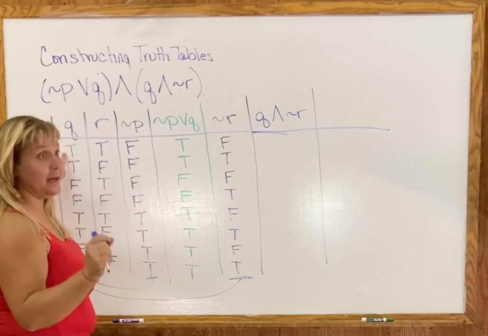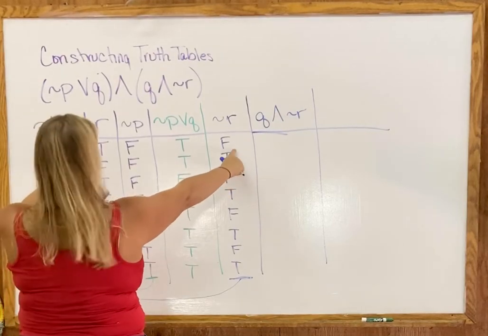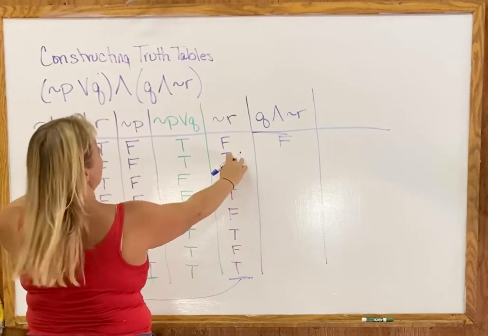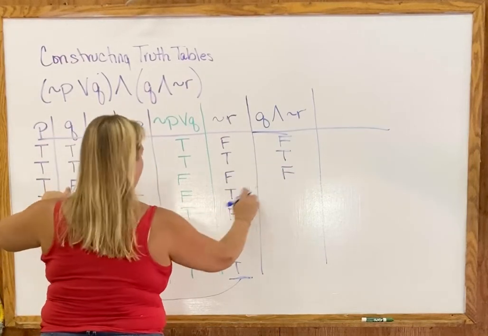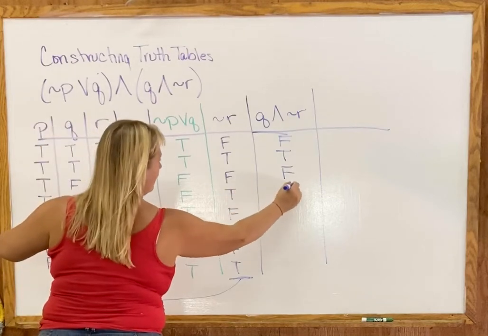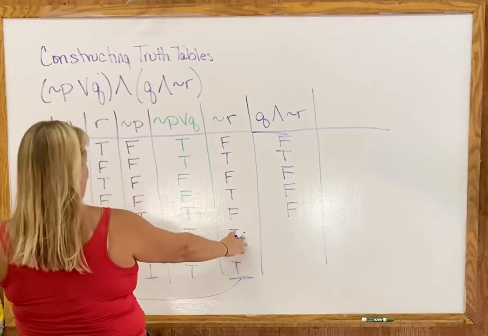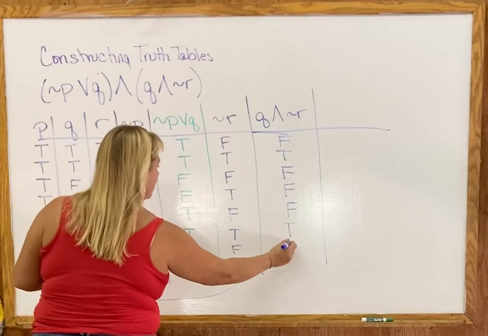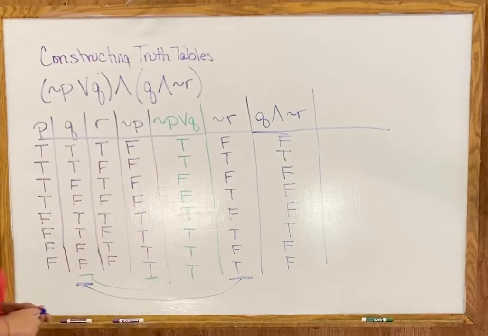And remember, the word and means we need to see 2 T's to put a T. So using our fingers here, I've got a T and an F, which means we're looking at an F. T and a T, there's the T. F and an F, F and a T, T and F. Ooh, there's a T and a T. 2 T's, woohoo! FF, and then finally FT. So a lot more F's than T's in that one.